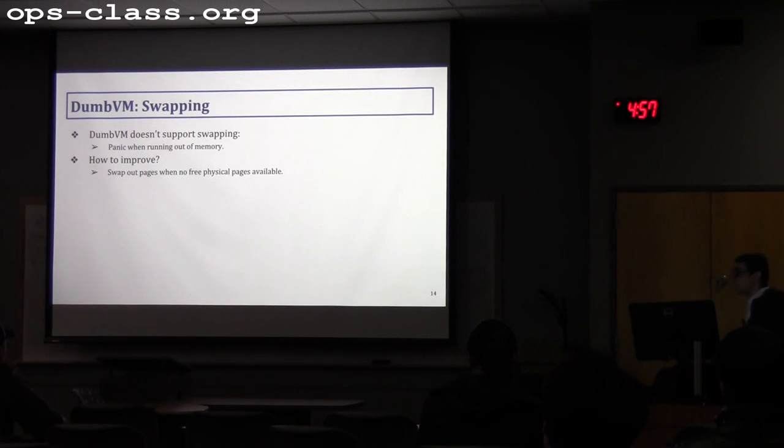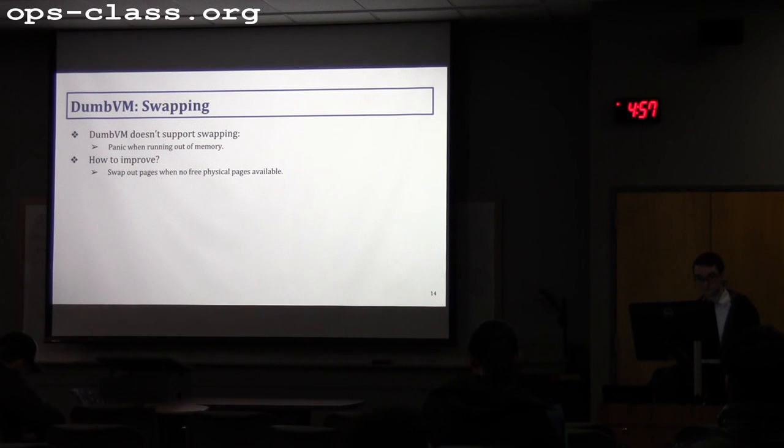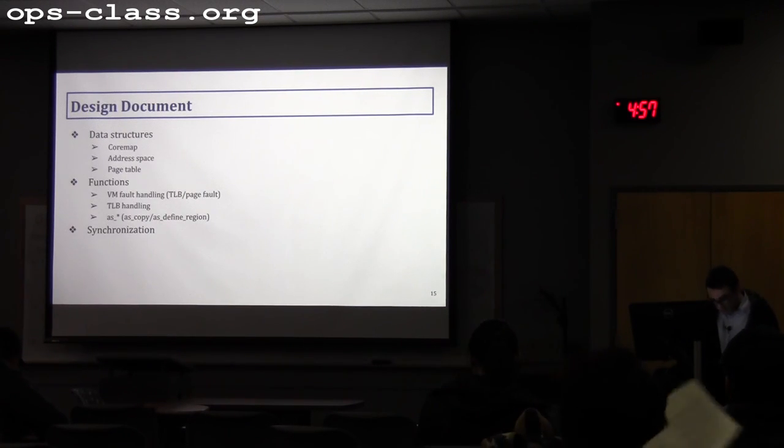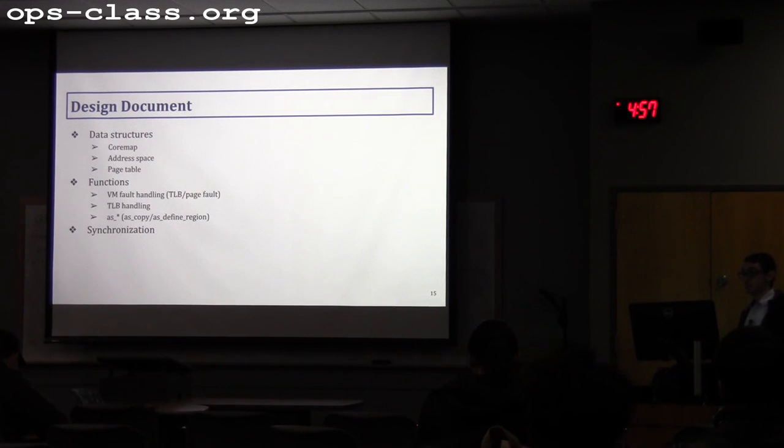Swapping: we have no swapping in dumb VM. It will basically panic once it runs out of memory. How should we improve it? By swapping out pages once we don't have enough free pages available, or let's say enough free contiguous pages available. This is for the swapping, and then finally we have the design document.